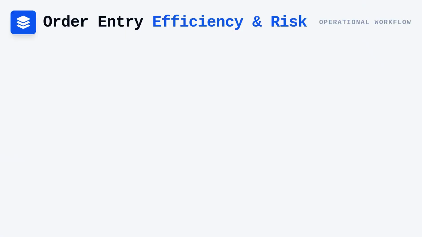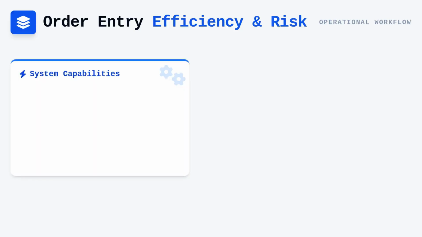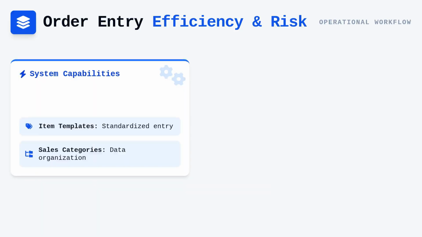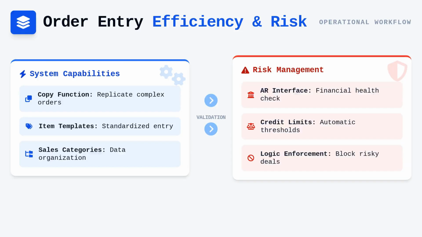Efficiency in order entry is rarely a product of manual labor, but rather the result of effectively utilizing system capabilities like item templates and sales categories. By using the copy function, users can replicate complex orders, which saves time when dealing with recurring customer requirements. However, we must integrate these operational tasks with risk management mechanisms, specifically credit limit checks.